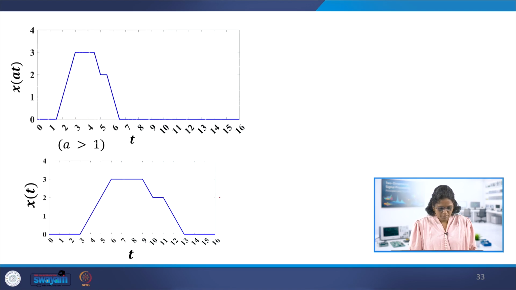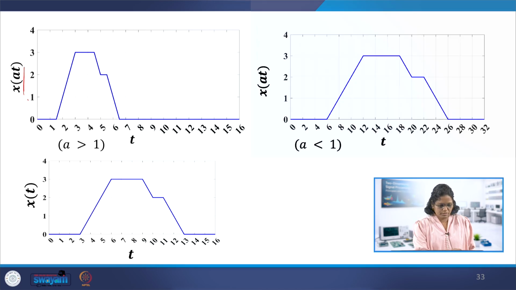Let us see in the same example. This is x of t, and where a is greater than 1, x of at. So here we have made also x of at, here a is less than 1. You can see the expansion and the compression here. So where it is 3 and it is made 1.5, 2 times here it is compressed, and this is 2 times expanded. This base is expanded. You can see x of at, which is expanded, where a is less than 1, made t by 2, and here it is 2t. That's the time compression and expansion that can be viewed here.